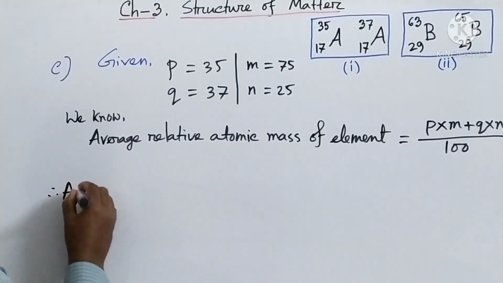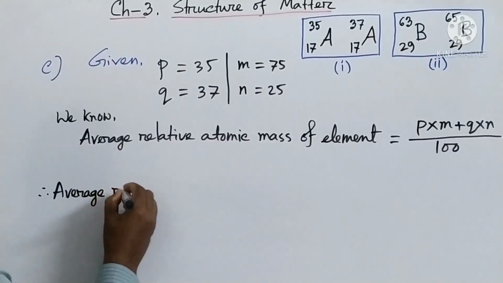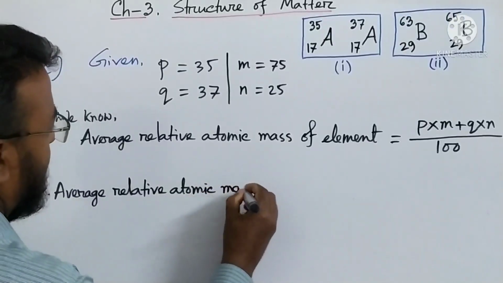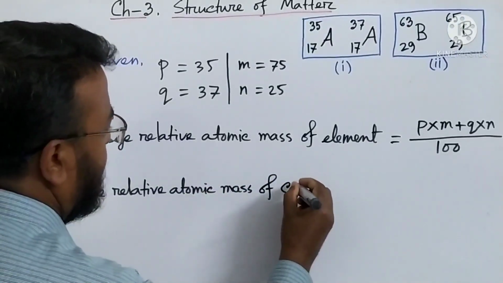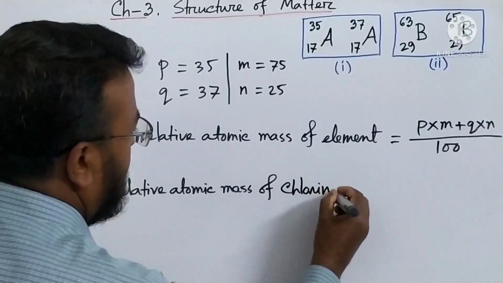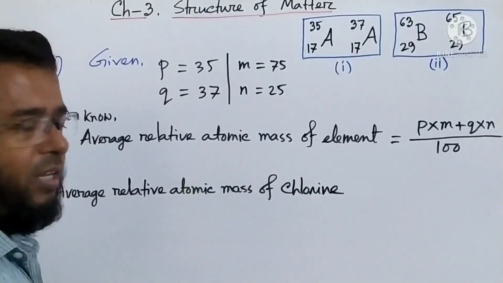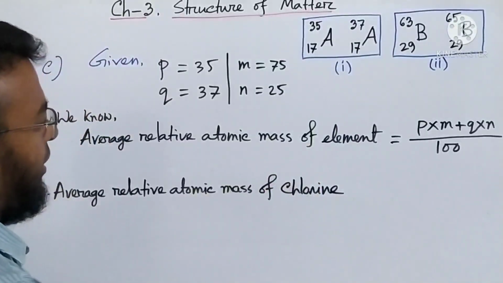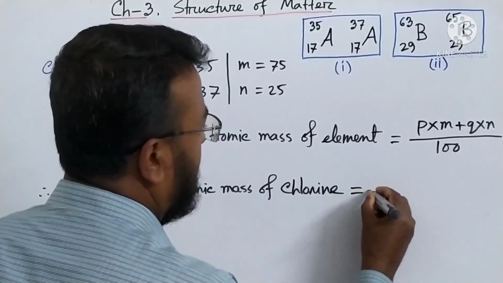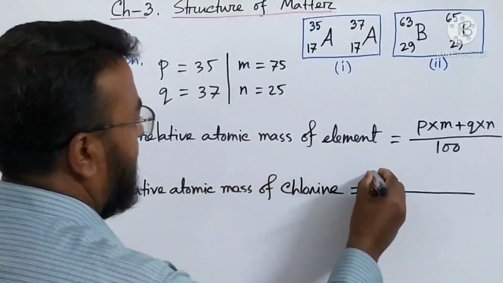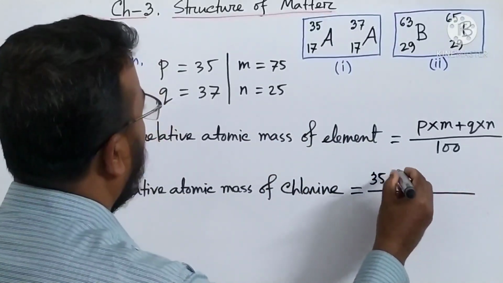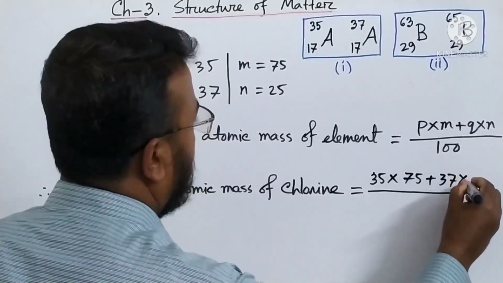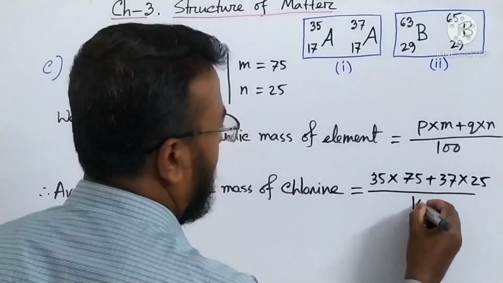Okay, now we will find out. Therefore, average relative atomic mass of chlorine, because we know that atomic number 17 is chlorine. So in the stem, the element that is given is chlorine. So now we will put the values, then we will get the answer. So P, that means 35, multiply M, that means 75, and Q it is 37, and N it is given 25, then divided by 100.